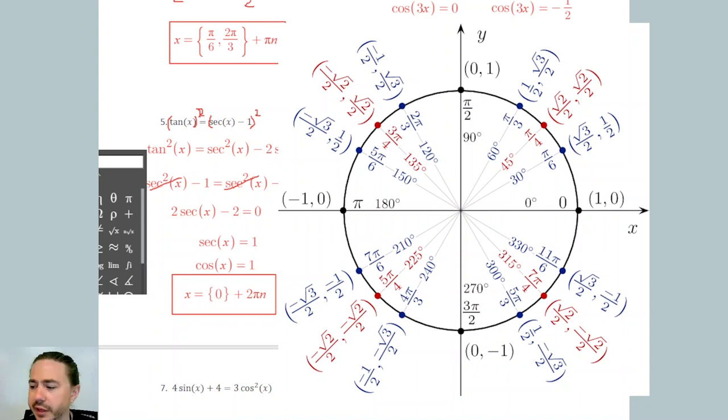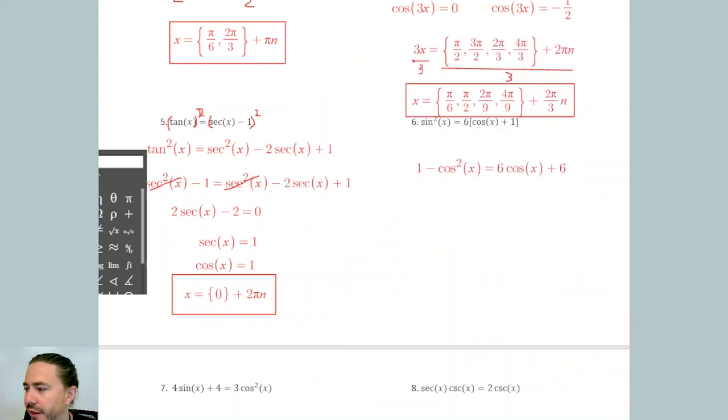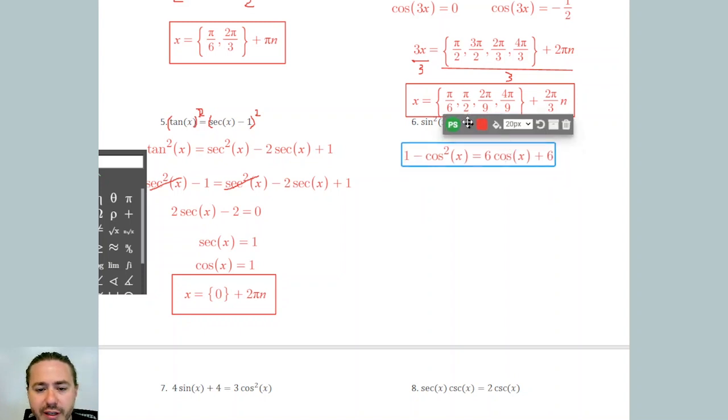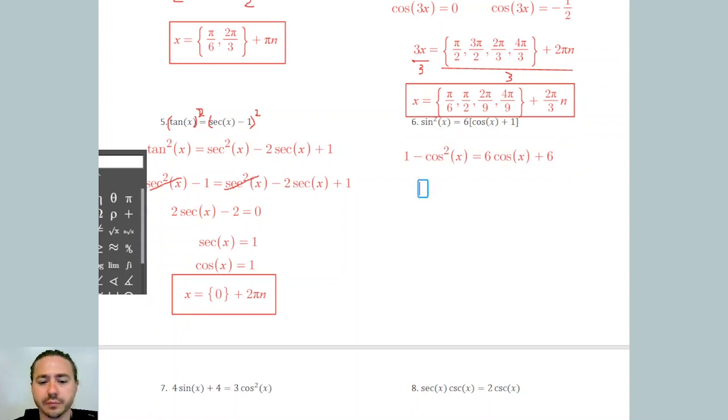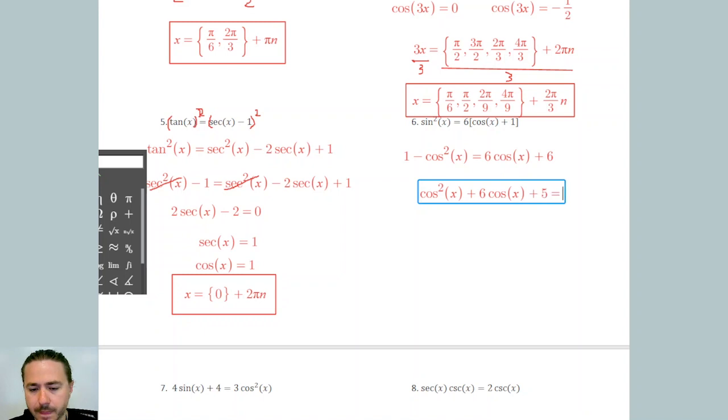And so it's looking like, oh, goodness, got to get rid of that unit circle. Get out of there. It's looking like this is going to turn into a factoring problem. I'm going to try to get everything to one side and then go from there. So I'll add the cosine squared and subtract the 1. And so that'll give me cosine squared x plus 6 cosine x. And then 6 minus 1 is going to be plus 5.